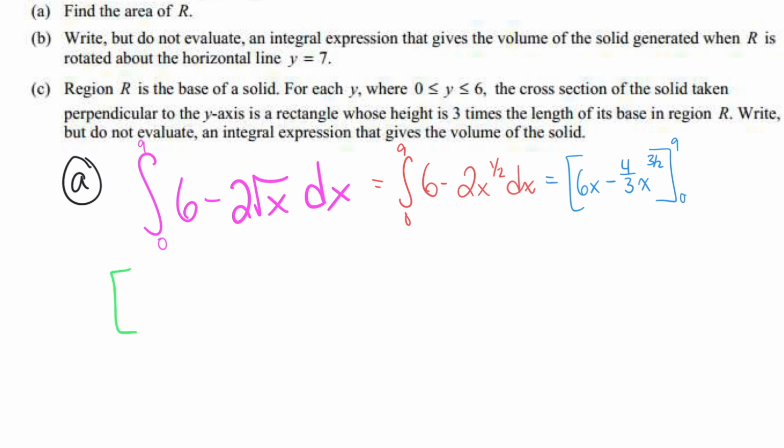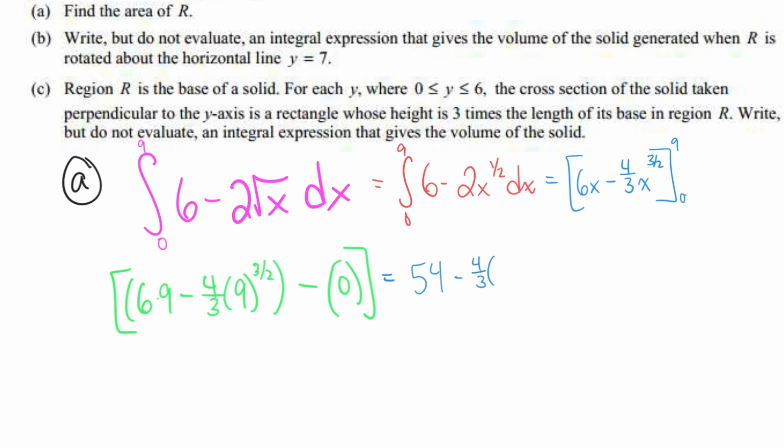Now to continue, we're going to plug in 9, so I'll have 6 times 9 minus 4/3 times 9 to the 3/2, all minus 0 plugged into everything, which is just going to be 0, so that one's nice and easy for us. Now we can simplify this. 6 times 9 will give us 54 minus 4/3 times... we want to do the exponent first.